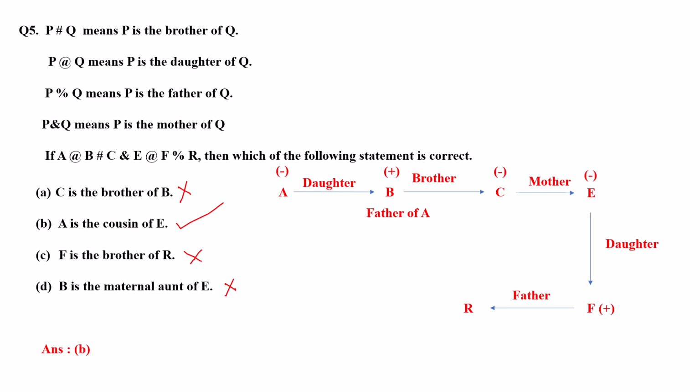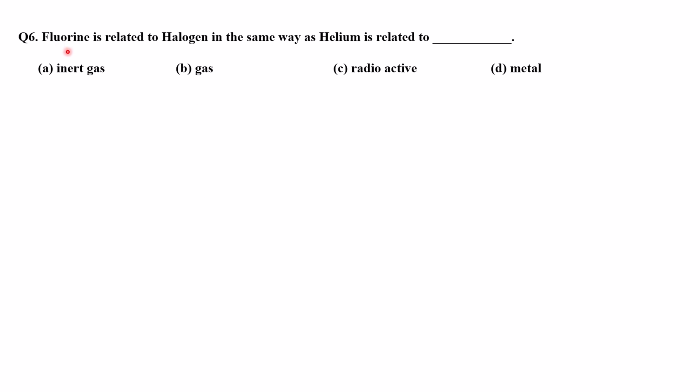Now moving to the next question. Here it is given: fluorine is related to halogen in the same way helium is related to what? See, fluorine belongs to the halogen family. So helium is related to, is it an inert gas, radioactive or metal? Helium is an inert gas, isn't it? So this question is like a science question.